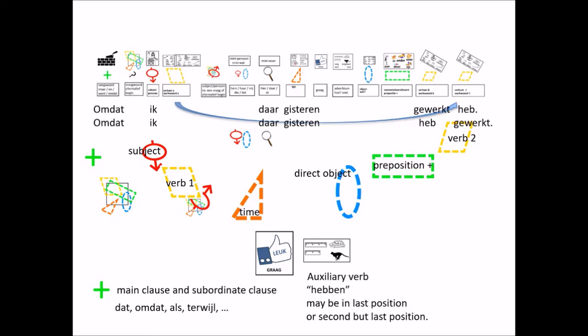The auxiliary hebben can be in the last position or in the second but last position. Omdat ik daar gisteren gewerkt heb, I can put it there and then I stop speaking. But if I say, omdat ik daar gisteren heb gewerkt, you can go on speaking.